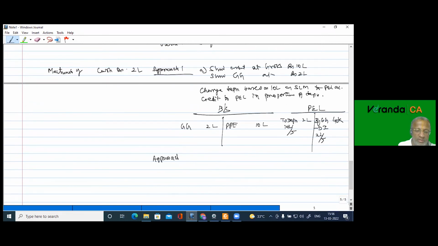Approach number 2. Show the government grant as a reduction to the cost of PPE. Charge depreciation only on the net.